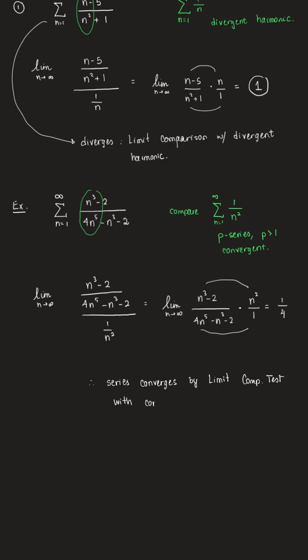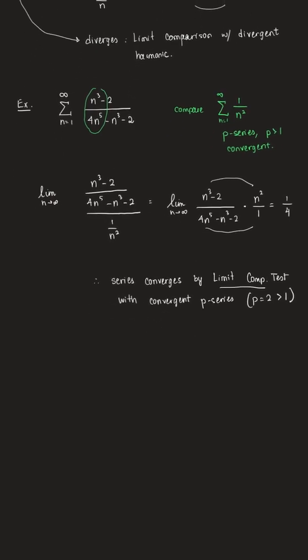So we have to explain what test we are using and what we are comparing to. This was a convergent p-series with p equal to 2, greater than 1, that's why it converges. All right, let's try another example.